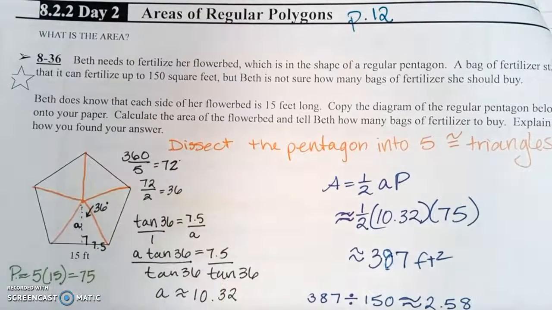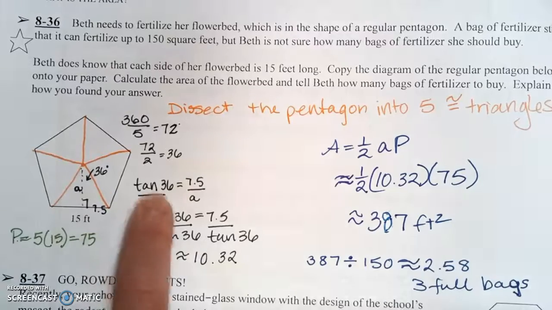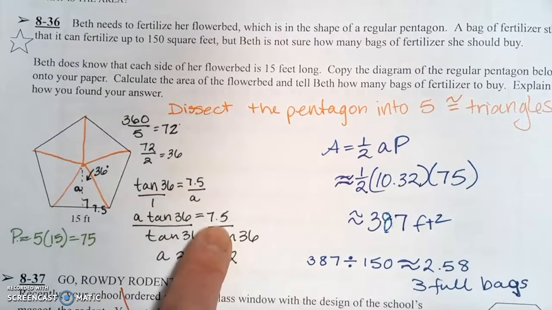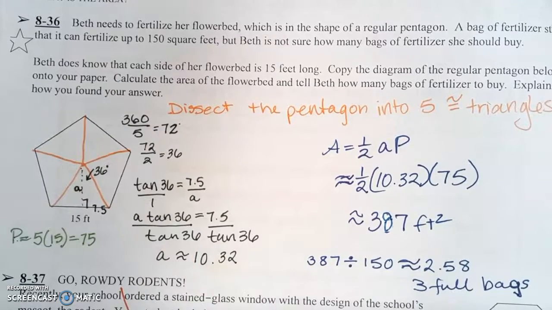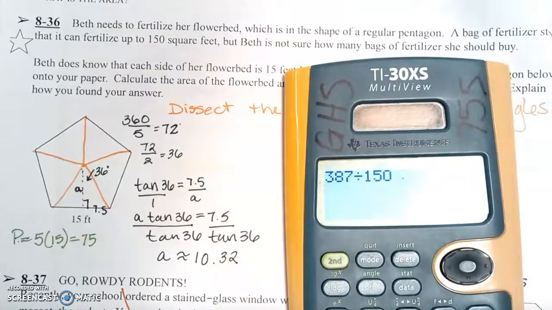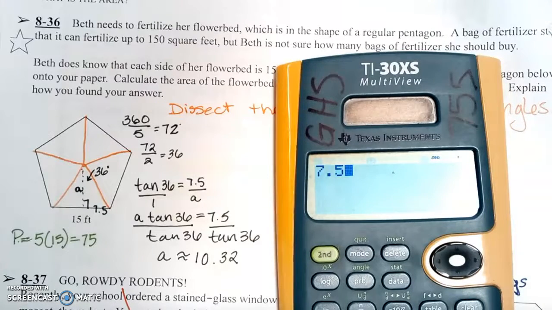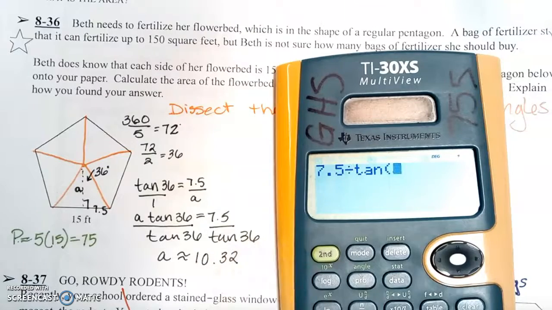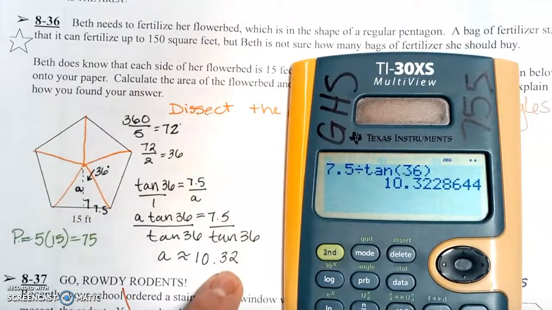So we're going to use the cross product property. So we're going to multiply a times the tangent of 36, set it equal to 1 times 7.5, which is just 7.5. Divide both sides by the tangent of 36, and here's what it looks like on your calculator. So we're going to take 7.5, divide it by the tangent of 36, and we get this big long decimal. So I'm going to round it or approximate it to 10.32.